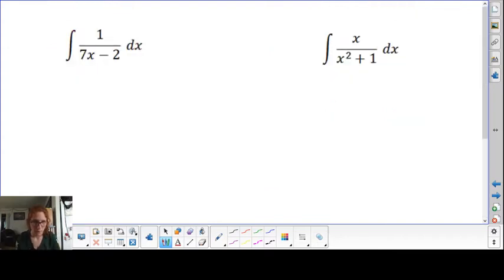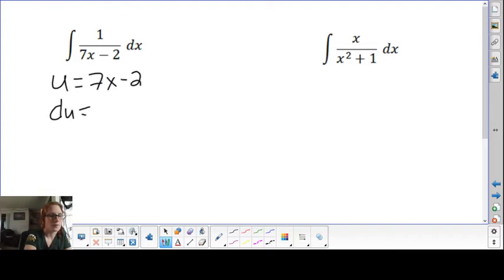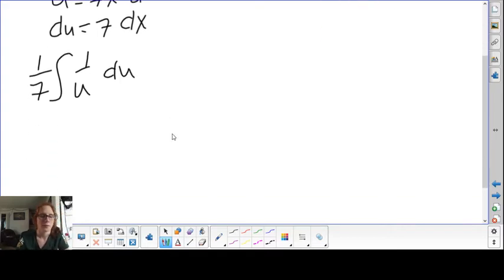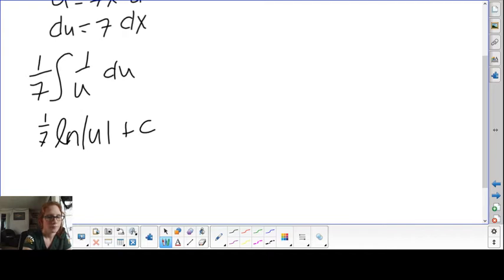Okay, let's go ahead and take another look at one that's very similar. We're going to, again, let our u be the denominator. That's 7x minus 2. The derivative here is 7 dx. Again, I need that 7, so I'm going to go ahead and throw the opposite reciprocal, so the 1/7 on the outside. So now I can go ahead and have 1/7 times the integration of 1 over u du, which gives me 1/7 natural log of |u| plus c. And I'm going to go ahead and replace that u with 7x minus 2.